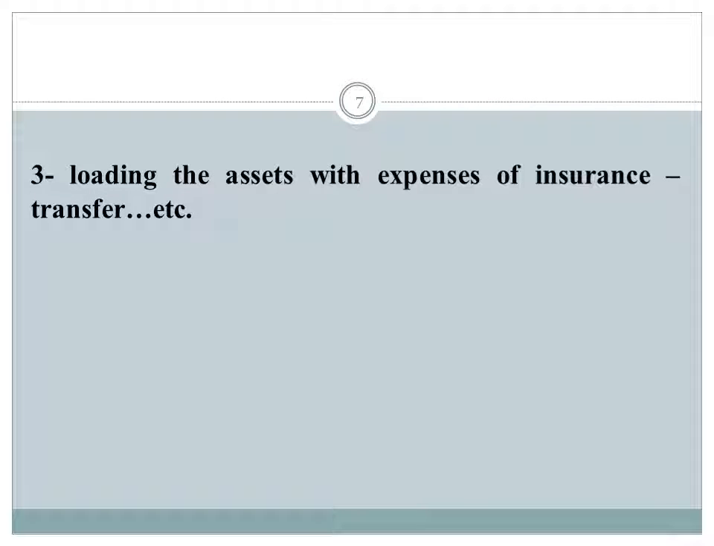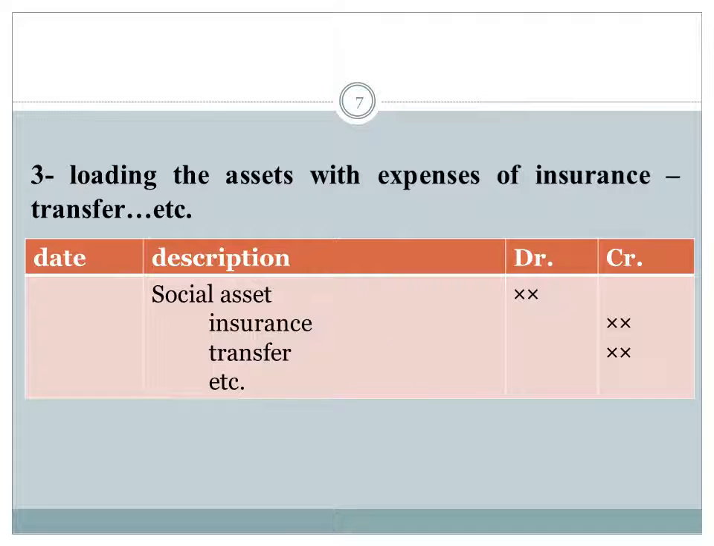So we load the assets with the expenses of insurance, transfer, etc. These expenses will make an asset valid to use. Without them, the asset will not be operated. So the asset is increased. These expenses will be closed into the asset, so they will be on the credit side. So the debit side will be the social asset, and the credit side insurance, transfer, and any other expenses related to the asset. Without these expenses, the asset is not valid to use.